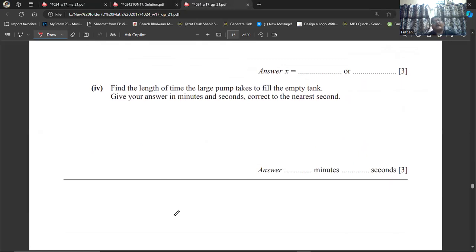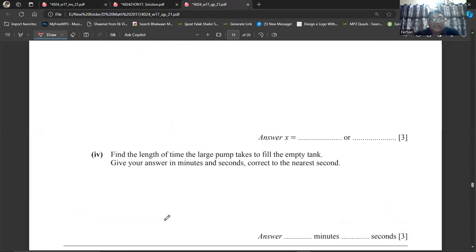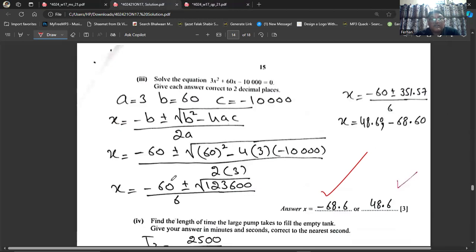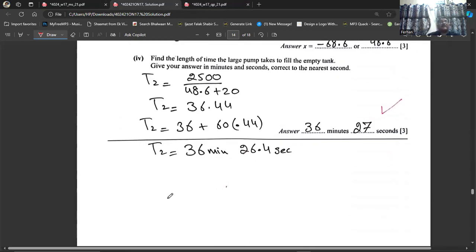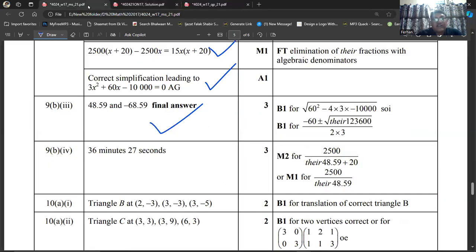Now find the length of time the large pump takes to fill the empty tank. Give your answer in minutes and seconds correct to the nearest second. Basically I will find T2, that is 2500 divided by 48.6 plus 20, so that will be 36.44. That means 36 plus 0.44 multiplied by 60, so you will have 36 minutes and 26.4 seconds. So our answer is 36 minutes, 26 seconds.